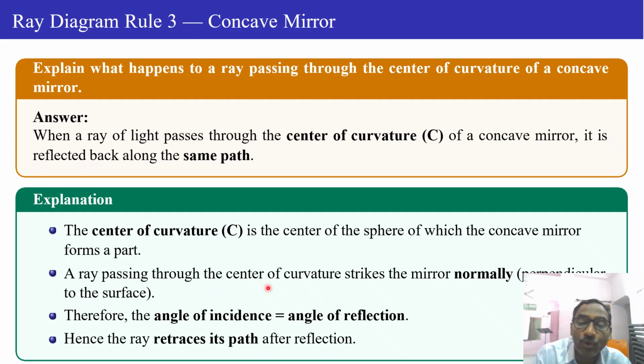A ray passing through the center of curvature strikes the mirror normally. Strikes the mirror normally. Normal. So therefore the angle of incidence is equal to angle of reflection.